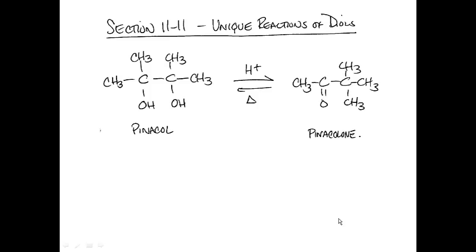Okay, the next reaction that we're going to look at are some kind of unique reactions of diols. And one of the most unique reactions of diols is what's called the Pinacol Rearrangement. Now, Pinacol is this molecule with 2 carbons with OHs and then 4 methyl groups around that. When this reaction is heated in the presence of acid, it turns out that we get the formation of this ketone, which its common name is called pinacolone.